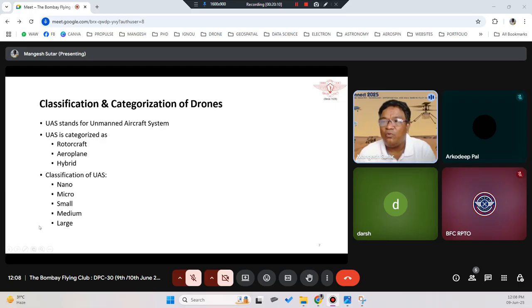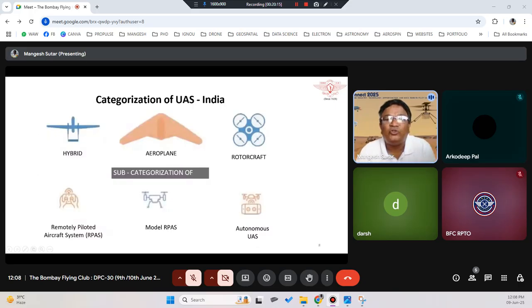Okay. So let's see now in more detail about this category and classification. First, category also has subcategories. You have categories like rotorcraft, aeroplane and hybrid, and all three can be subcategorized as remotely piloted aircraft system. They can be subcategorized as model RPAS. They can be subcategorized as autonomous UAS also. So let's take each example, like rotorcraft. The quadcopter drone can be flown by a remote pilot. Like you are going to become a pilot of a rotorcraft as RPAS.